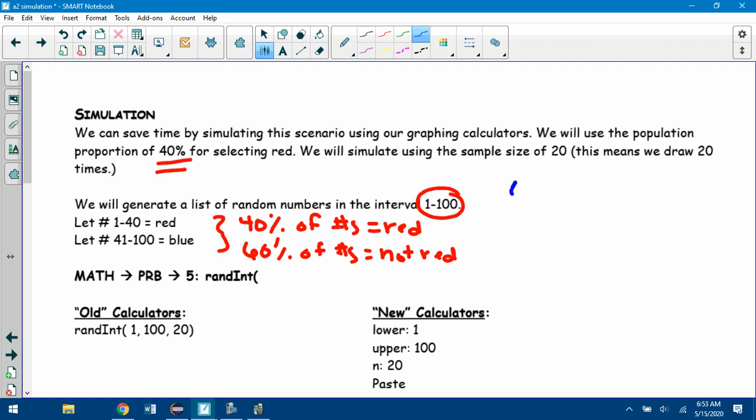Now, just as a side note, I could have also said, let's say, make our random numbers 1 through 10. What numbers would be red?